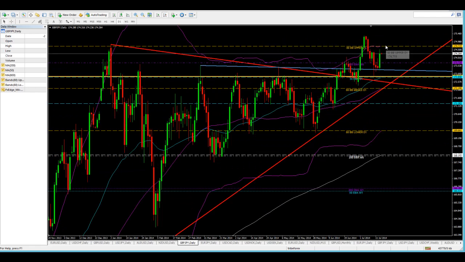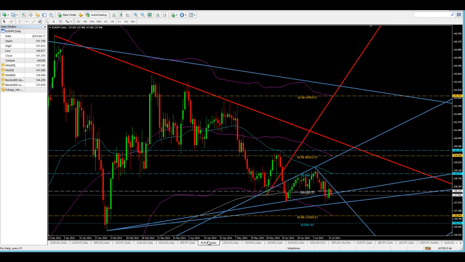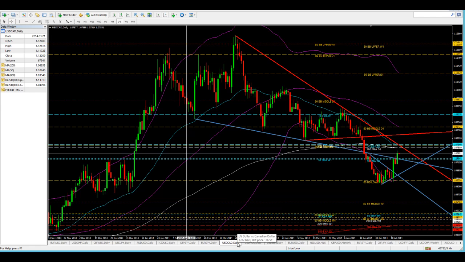Pound yen, I'm looking for a buy all the way up from current levels up to 174.70, and then I'm going to look for a sell off of 174.70 down in the consolidation on the pound yen. Euro yen, I don't quite have a trade. It's a very narrowing consolidation, so I'm going to leave that as it is.